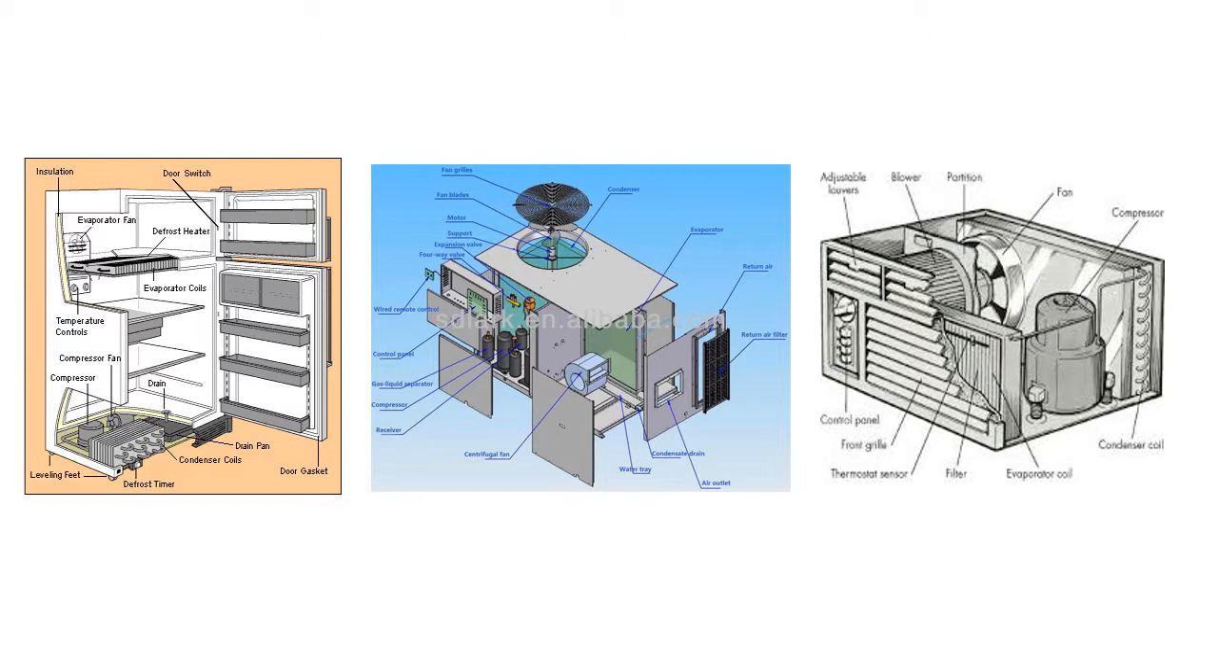The only real difference about these pieces of equipment is the configuration and size of the parts and what they are set up to do. The refrigerator freezer is designed to provide a place to keep foods cold and fresh. The packaged unit is designed to provide cooling to a large area. The window AC is designed to provide cooling in a smaller space.